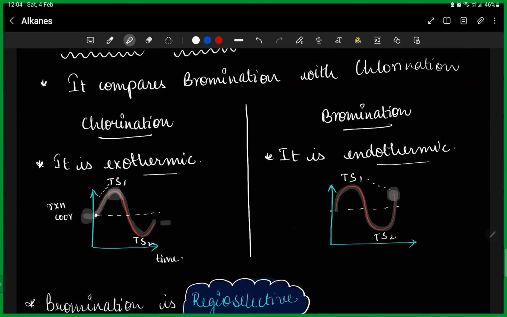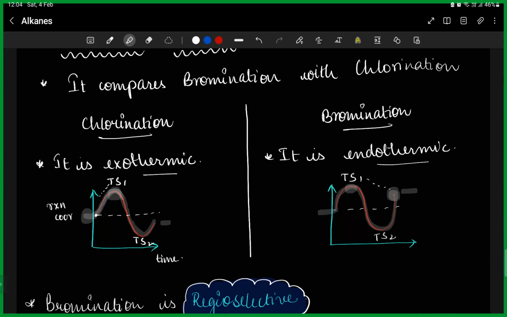So this is the energy of reactants, this is the energy of products. It means the energy of products is greater than the energy of reactants. That is, energy has been absorbed. So when energy is absorbed, it is endothermic. So bromination is endothermic. And when we look at the transition state, what is nearer to it? The products are near to the transition state, right?